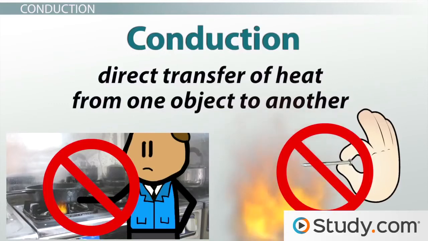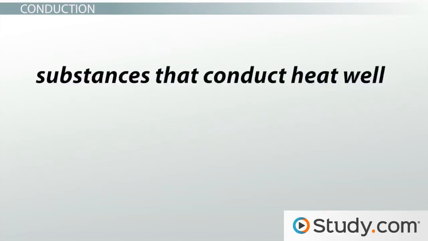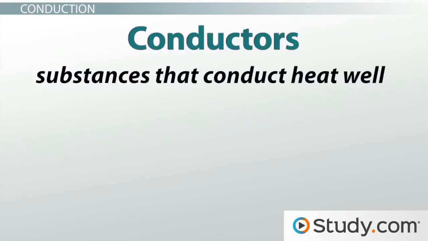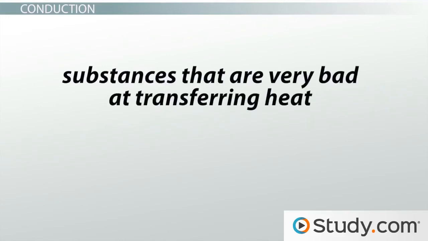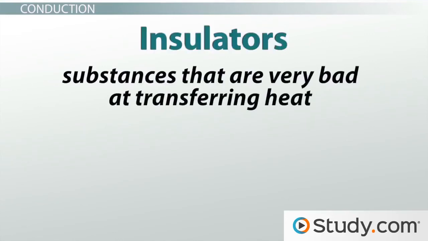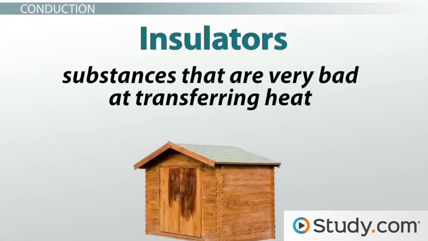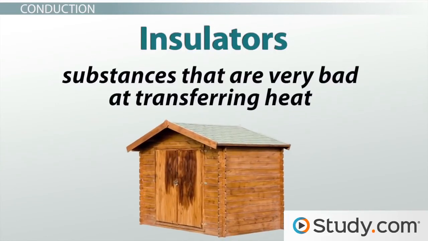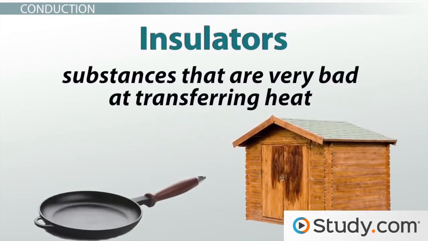It makes sense then that these substances that conduct heat well are called conductors. Some substances are very bad at transferring heat, and these are called insulators. Wood is a very good insulator, therefore a very poor conductor, which is why your metal pot on the stove may have a wooden handle. You can do a little experiment to see this in action.